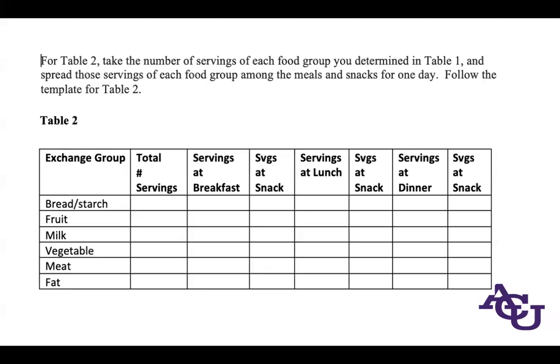Then we have table 2. For table 2, you take the number of servings of each food group and spread the servings of each food group among the meals and snacks for the day, and you're going to fill in this table. So if they need 6 bread and starch servings total, you want to divide them out through the day. Do you want 2 at breakfast, 2 at lunch, 1 at a snack, and 1 at dinner? You just want to make sure that whatever you have in the rightmost columns, 1, 2, 3, 4, 5, 6, the 6 columns on the right should add up to the second column, total number of servings.